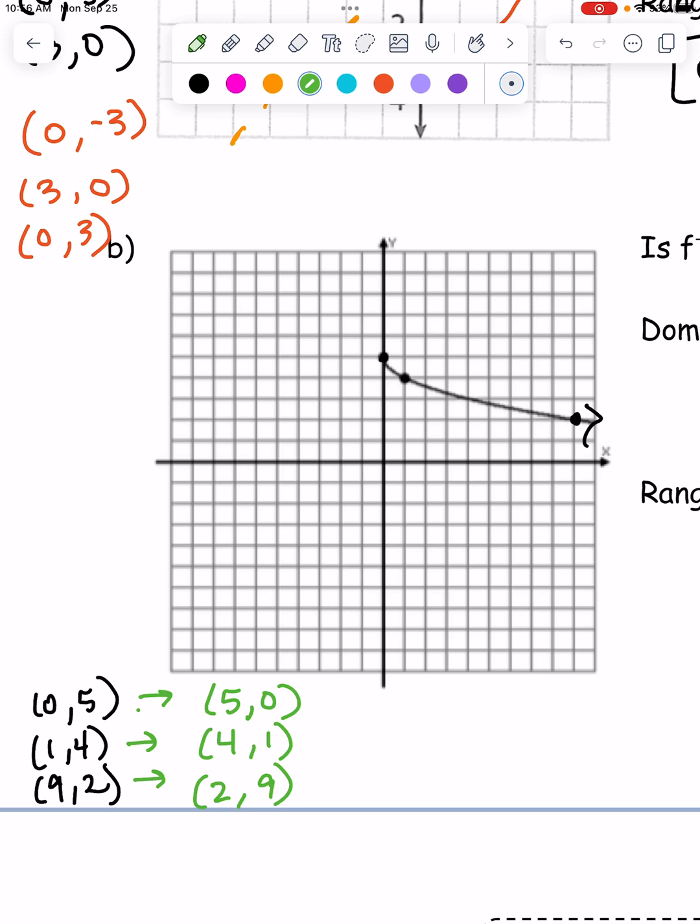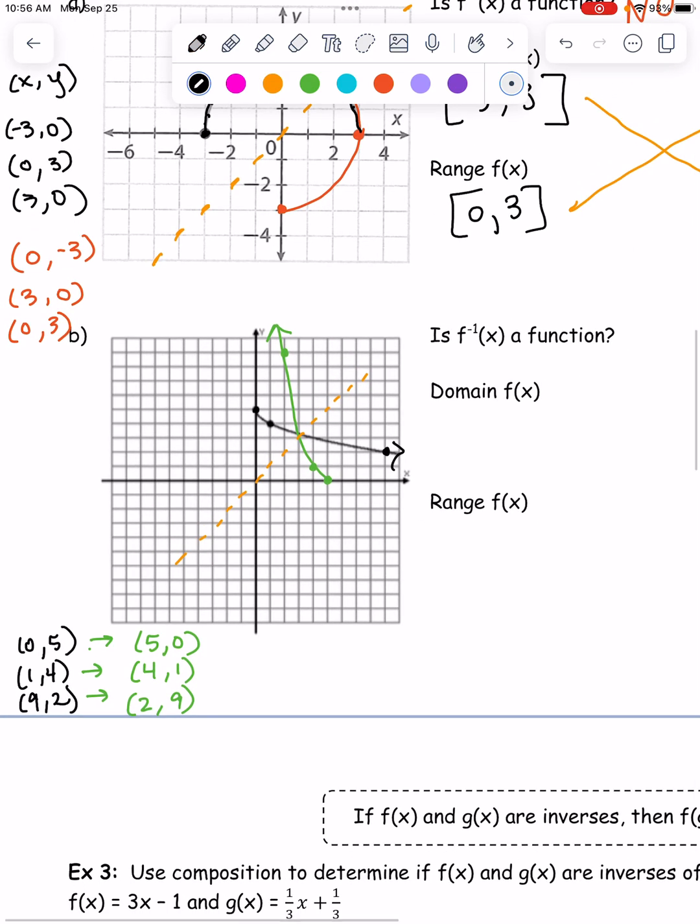So now I'm going to plot those points. 5, 0, 1, 2, 3, 4, 5 is here. 4, 1 is here. And then 2, 9 is here. So if I connect those dots, I see that that is now the inverse. Again, if you wanted to graph that line y equals x, you'll see that if I fold it on that dashed line, the black line would sit on top of that green line. So is the green line a function? Yes, it is. I can draw a vertical line anywhere on that graph, and it's only going to hit once.